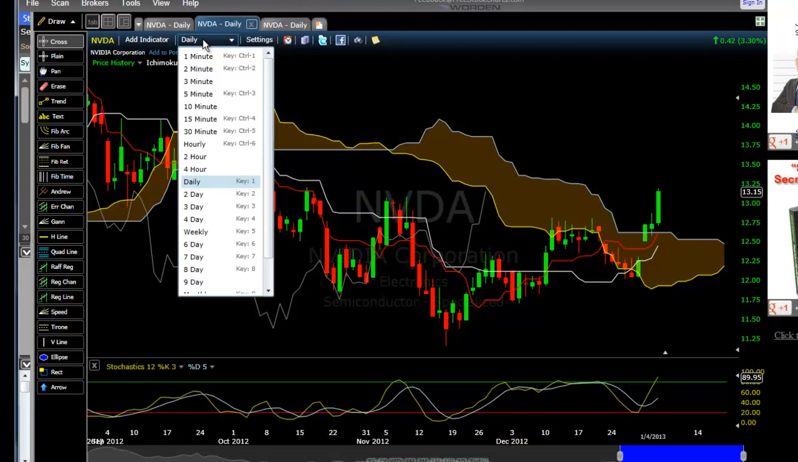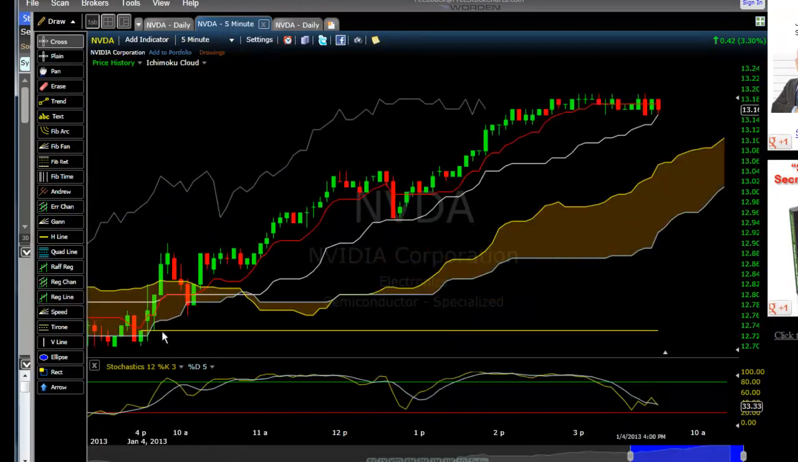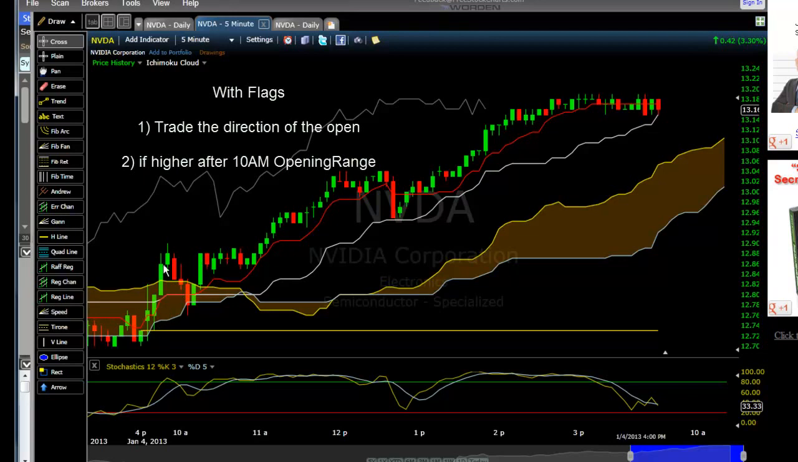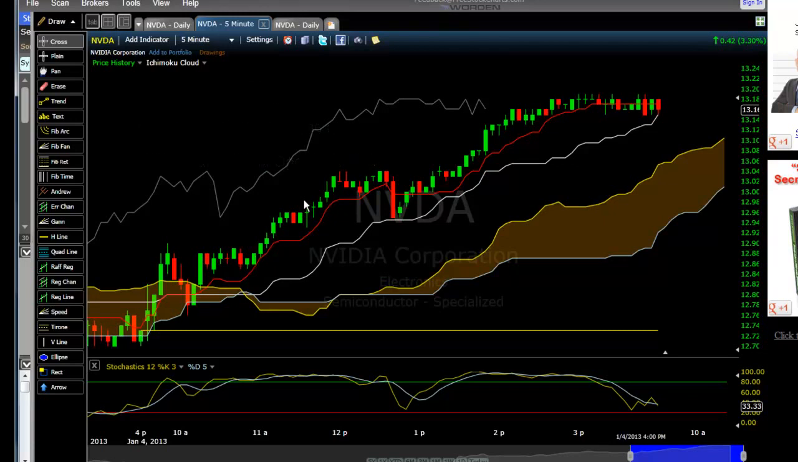If you go to the 5-minute, we can see that we had this nice opening range. We traded a little bit lower, came down to the Kumo. We continued higher after 10 a.m. What I like to do is, if a stock is trading higher from the opening range, I like to take it long. Okay, we flagged here and we moved higher. So this turned out to be a good move as well on Nvidia.